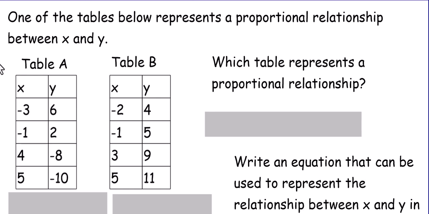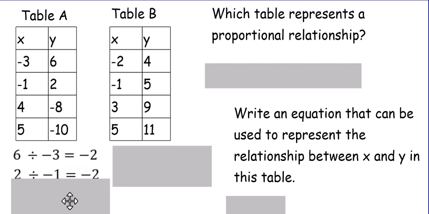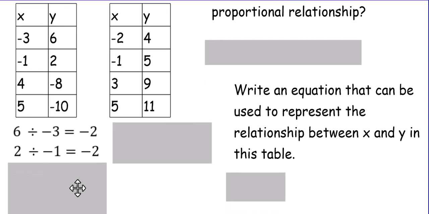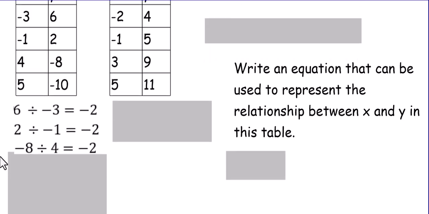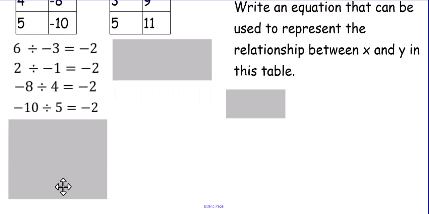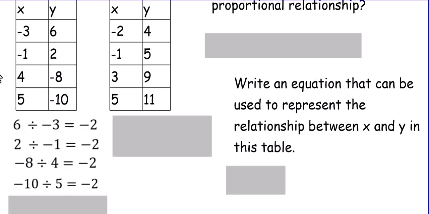x's. So let's begin with table A. Let's take 6 divided by -3. That gets us -2. Now let's take 2 divided by -1. That also gets us -2. -8 divided by 4 also gets us -2. There we go. And -10 divided by 5 also gets us -2. That indicates that table A is going to represent a proportional relationship since we have a constant ratio.